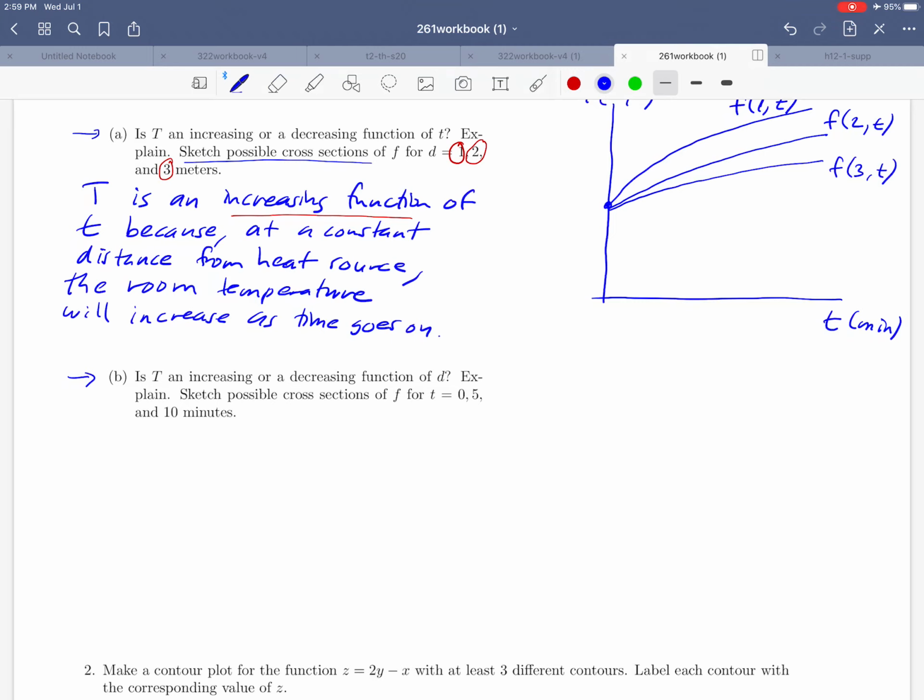Well, it makes sense that it should decrease because you're getting farther away from the heater. So I would expect temperature to be a decreasing function of distance. Let's start out there. So temperature is a decreasing, did I just say increasing? I hope not. I meant decreasing. Temperature is a decreasing function of D, simply because the temperature should decrease as you get farther away from the heater.